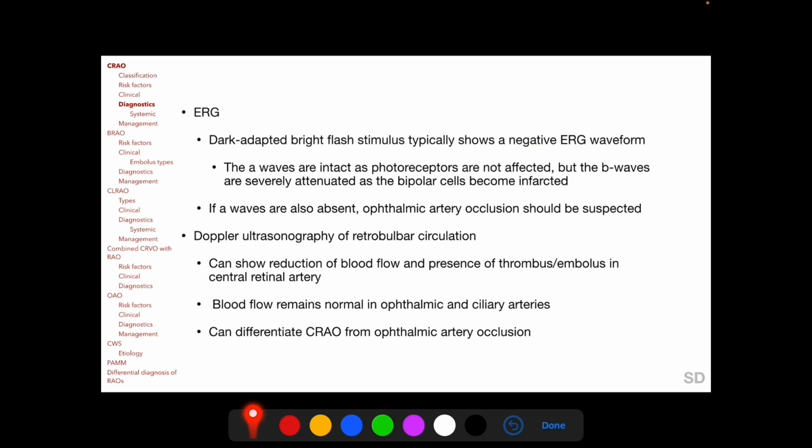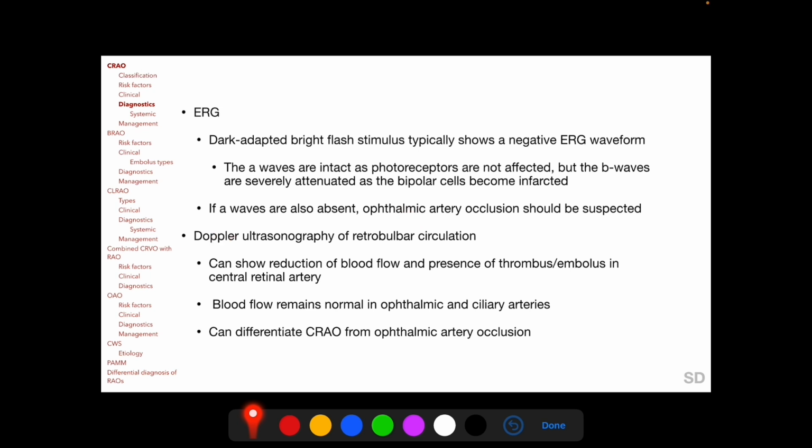This is because the negative A waves are intact as photoreceptors are not affected in CRAO, but the positive B waves are severely attenuated as the bipolar cells become infarcted. And if the negative A waves are also absent on ERG, ophthalmic artery occlusion should be suspected.